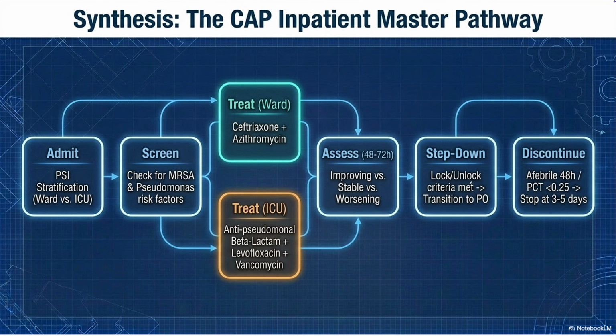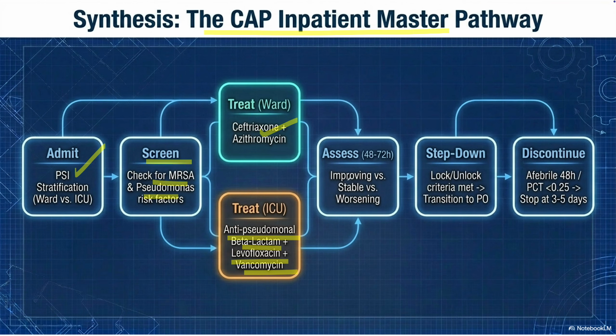Slide 15, the CAP inpatient master algorithm. Let's bring everything together. Start with PSI stratification and determine whether the patient belongs on the ward or in the ICU. Next, screen for MRSA and Pseudomonas risk factors. Ward patients typically receive ceftriaxone plus azithromycin. ICU patients require an anti-pseudomonal beta-lactam combined with levofloxacin and appropriate MRSA coverage.